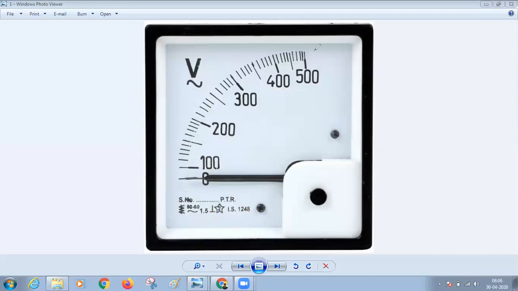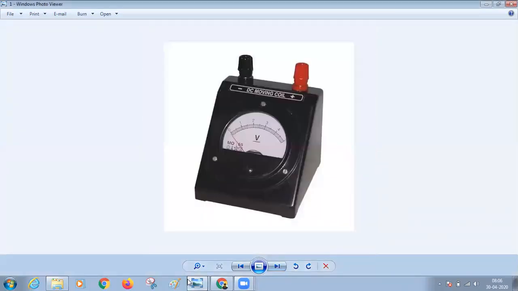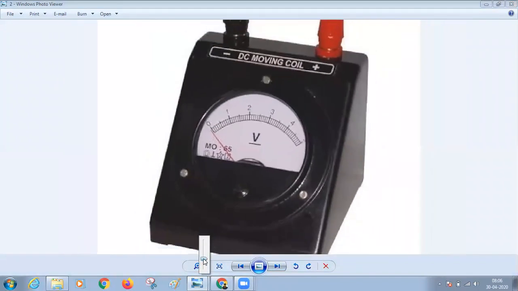Now let us take another meter. See here, if you observe here, on this meter they have given only 3 symbols.